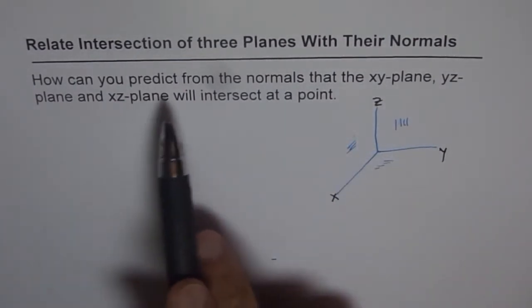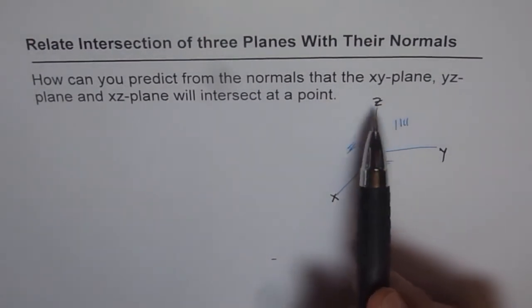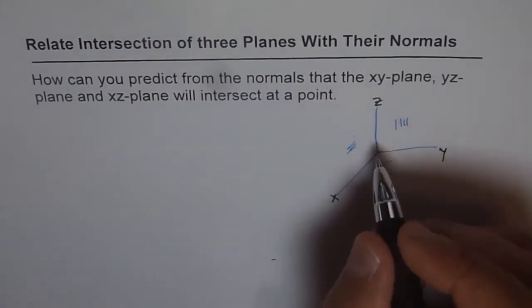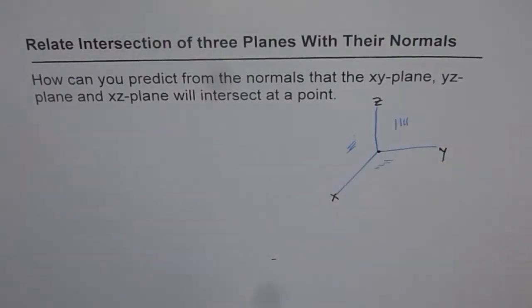The question is, how can you predict from the normals of these planes that they will intersect at a point? And of course, they intersect at a point. We know it. Now, here's a communication question for you. How can you say that they intersect in a point? Well, we can see it, but you have to prove it algebraically. That is the question. Now, we have done in this set of videos how to predict intersection of planes from studying their normals. So let's look into their normals now, okay?